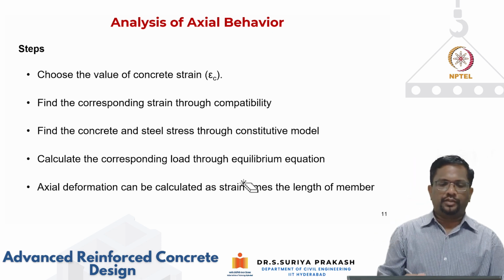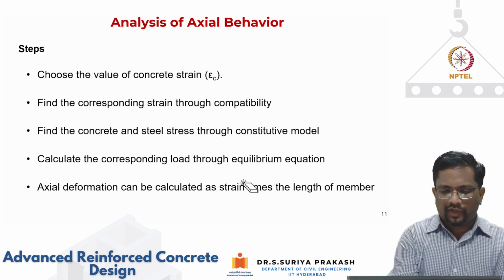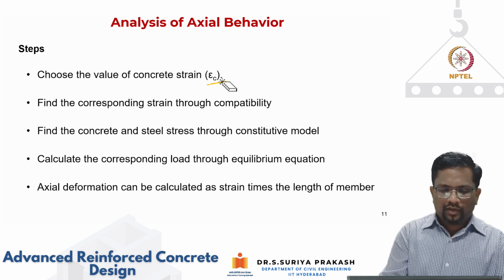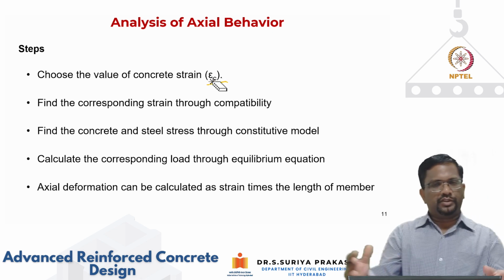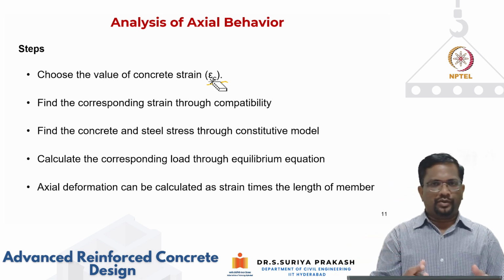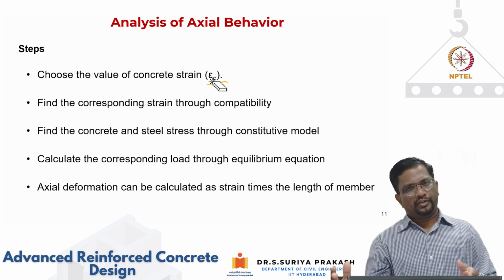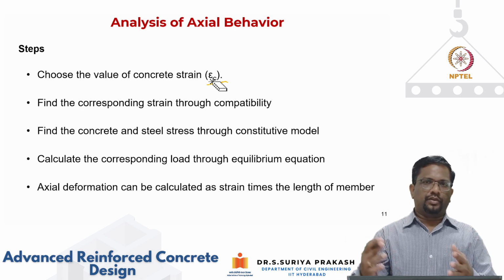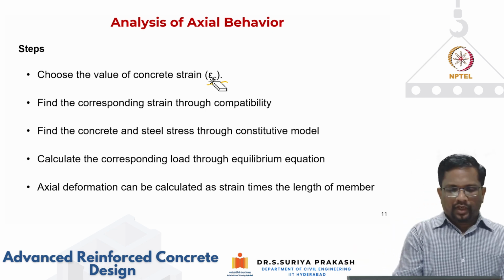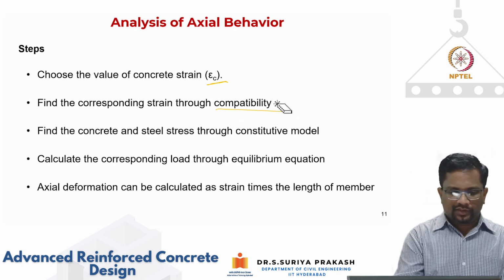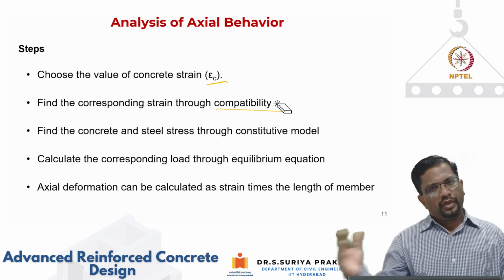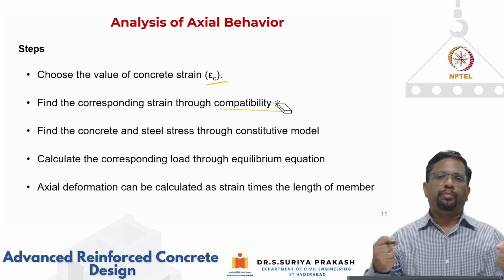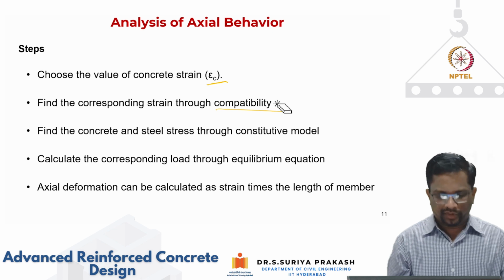Okay, so these are the steps that we are going to follow. We're going to choose the value of concrete strain to establish this load deformation behavior. Once we assume the strain at the member level, we know that epsilon equals epsilon c, which equals epsilon s. That means the strain in the member will be equal to the strain in the concrete, which is equal to the strain in the steel. This is your strain compatibility. If you assume your epsilon, that is the same strain in concrete and steel, because we are assuming a perfect bond. Both of them are going to deform by the same magnitude.